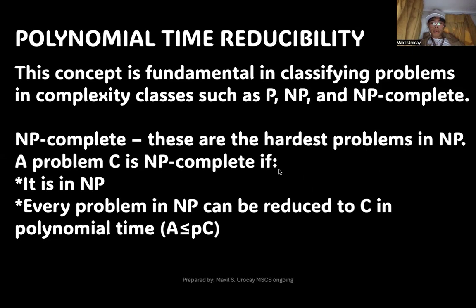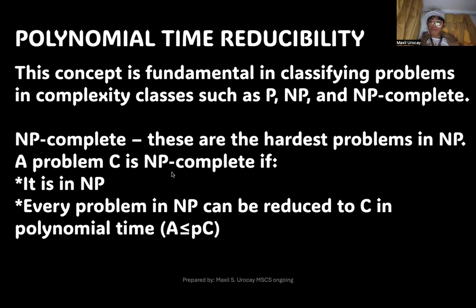A problem C is NP-complete if it is in NP, and every problem in NP can be reduced to C in polynomial time, wherein A is less than or equal to P of C. That means NP-complete problems are a special class of problems in computational complexity. They are the hardest problems within the class of non-deterministic polynomial time, meaning they are both difficult to solve and critical for understanding the structure of non-deterministic polynomial time.